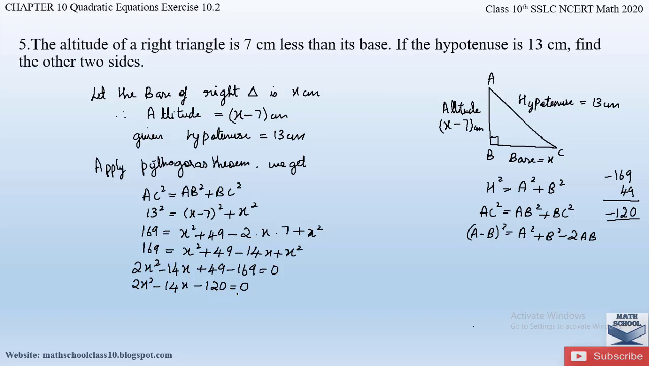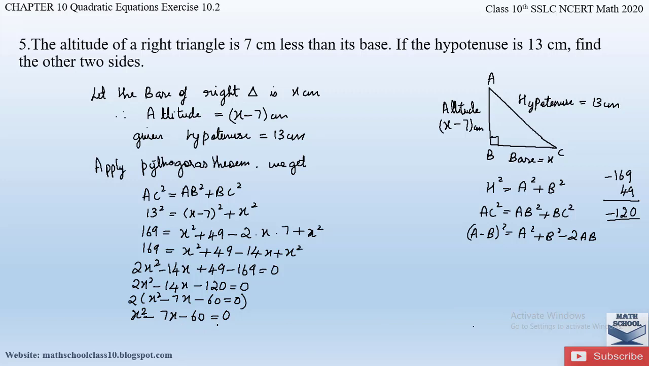Now we can take 2 common here. If you take 2 out common, x square is left behind, minus 7x, minus 60 is equal to 0. Now if we send this 2 to the right hand side, 0 divided by 2 is again 0. So we get the quadratic equation x square minus 7x minus 60 is equal to 0.